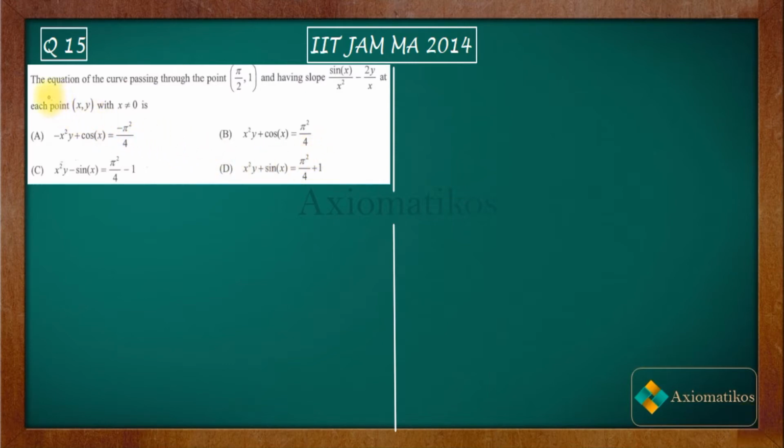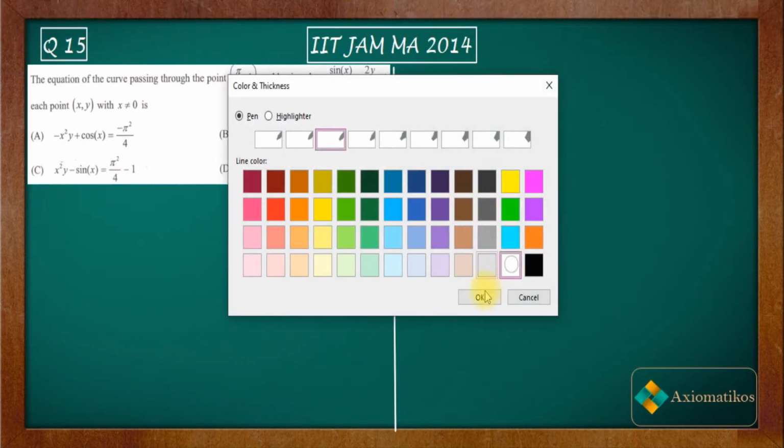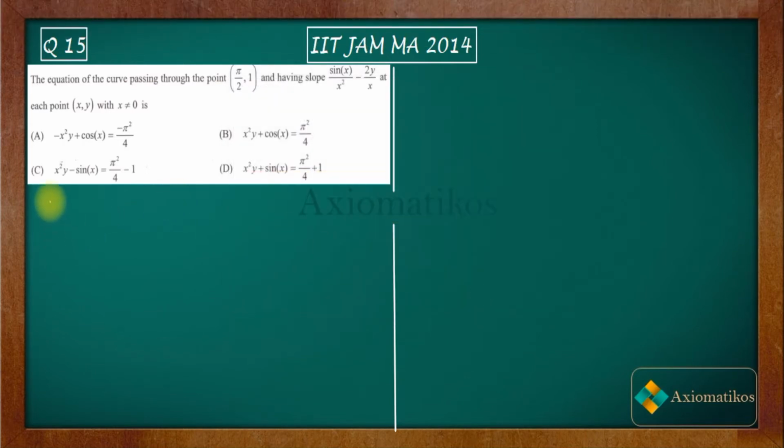What is given to us is the equation of the curve which passes through this point and has this slope at each point (x, y) with x not equal to 0. So you have to find the curve which has this as the slope. We should begin with just the basic definition of the slope.